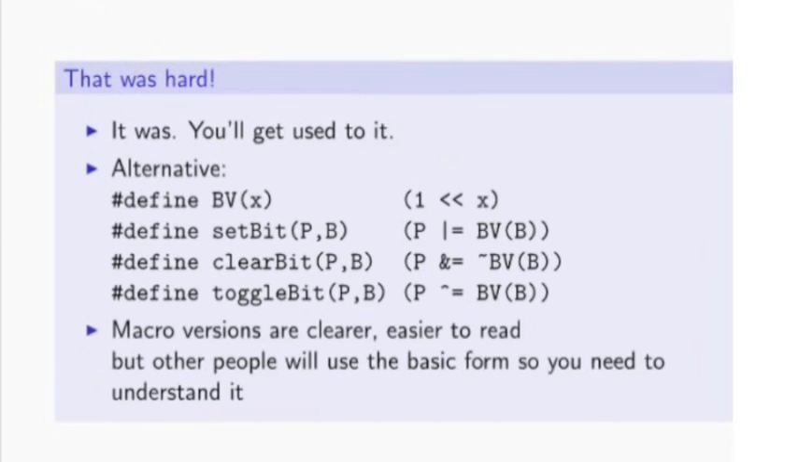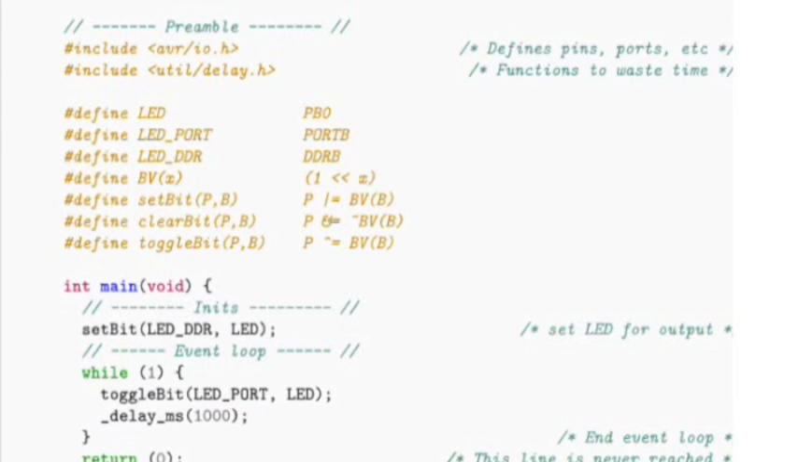You'll see it written both ways, so you'll have to learn to read it the other way, even if you always write it using these macros. And frankly, I do one or the other depending on the phase of the moon or my mood at the time. Here's the way I'd write blink LED. But you can see how this doesn't work if it's the first time you've ever seen this code.